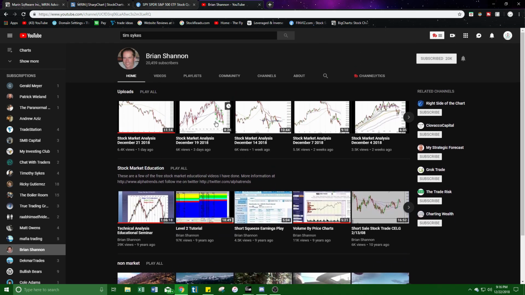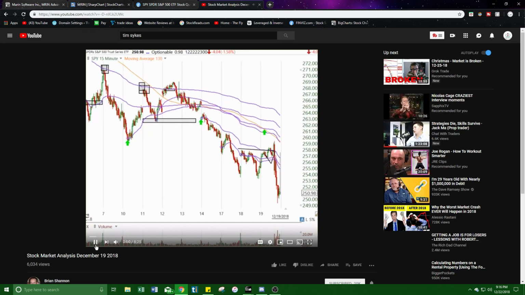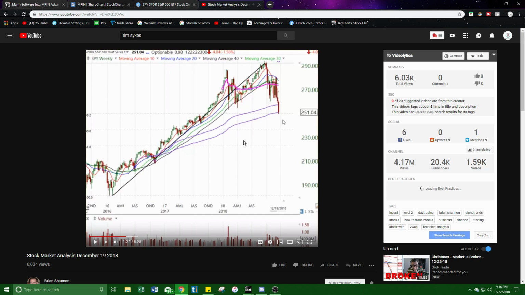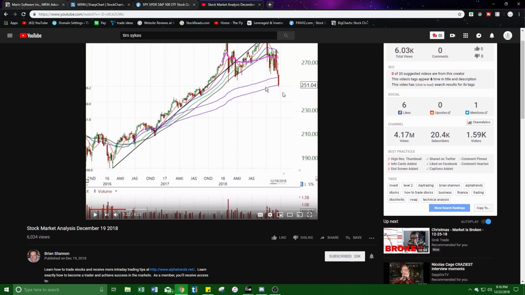You could see it right here. What indicators is he using when he's looking at the daily charts? See all these moving averages that he's using. He's looking at the weekly. He's got the 10 moving average, the 20, the 40, and the 30 plotted out. And he's a well-known trader in technical analysis. He's got over 6,000 views, 20,000 subscribers.